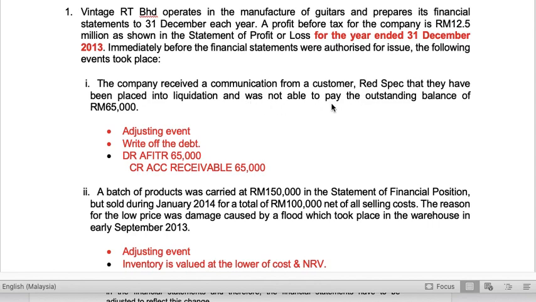So this should be an adjusting event because whatever that you have reported in your SOP is not correct, because you will not get this money. So this is adjusting event. So the adjusting event journal entry will be, you should credit your account receivable to reduce the amount of debts, and you should debit allowance for impairment of trade receivable by 65,000.